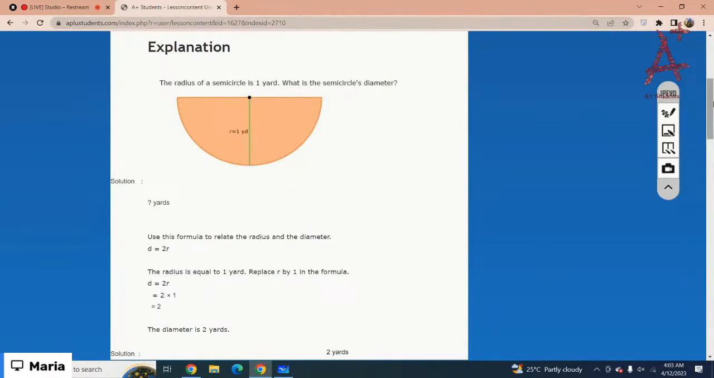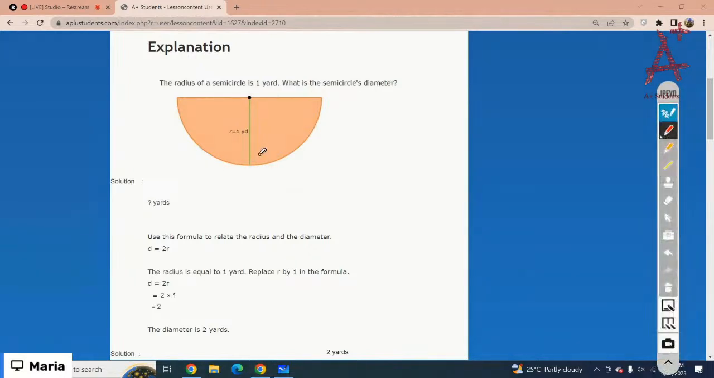Basically, from this point to this point, that would be the radius. And then from this point passing through the center to the other point, that would be the radius as well. So you can see the diameter is double the radius. Got it? If this would be 1, then this would be 1. That means the total is 2 yards. Got it? So it would be 2 yards.